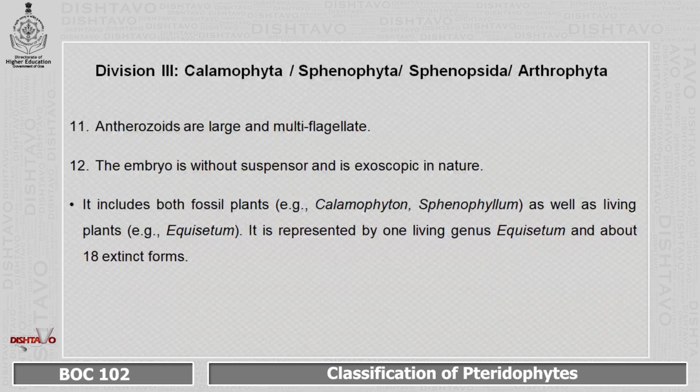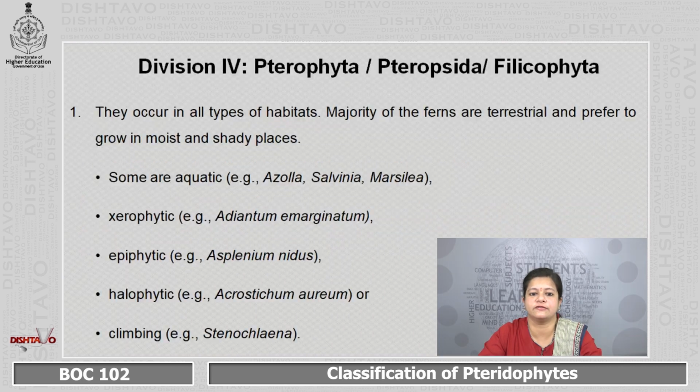Calamophyta also includes both fossil representatives as well as living forms. Fossil examples are Calamophyton and Spenophyllum, whereas Equisetum is the living example. Moving on to the fourth division, that is Pterophyta.